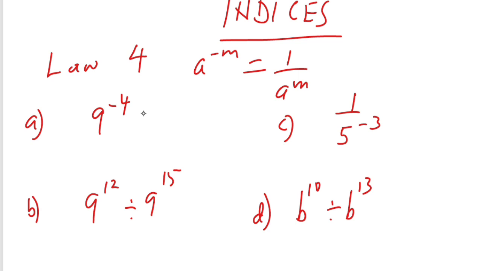So if you get a question like this, 9 to the power of negative 4, you do the reciprocal of it, because there's a 1 there. So just write 1 over 9 to the power of 4. Just leave it like that, it's better.